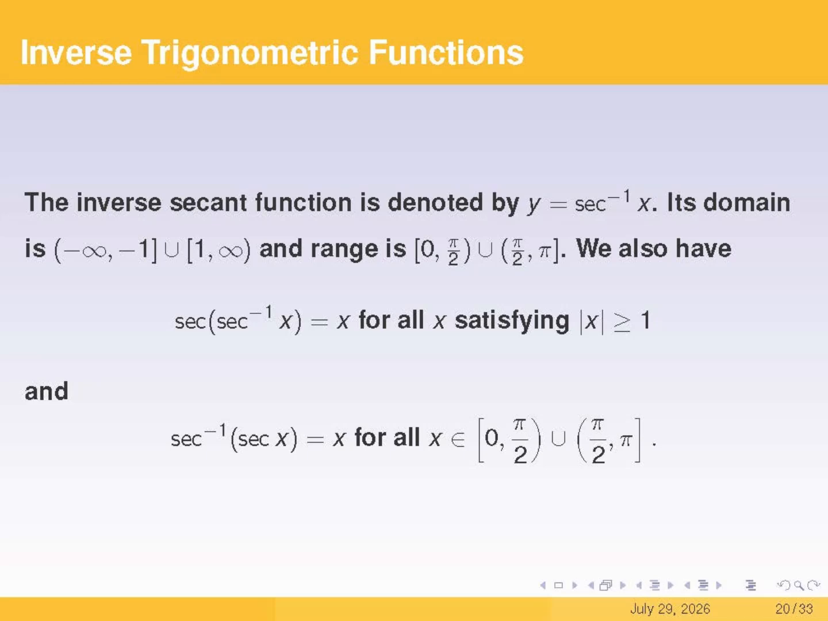Furthermore, the domain of arc secant is from -infinity to -1, union from 1 to positive infinity, while its range is the union of the two half-open intervals excluding pi over 2, namely, the half-open interval from 0 to pi over 2, union the half-open interval from pi over 2 to pi, as shown on the second line.